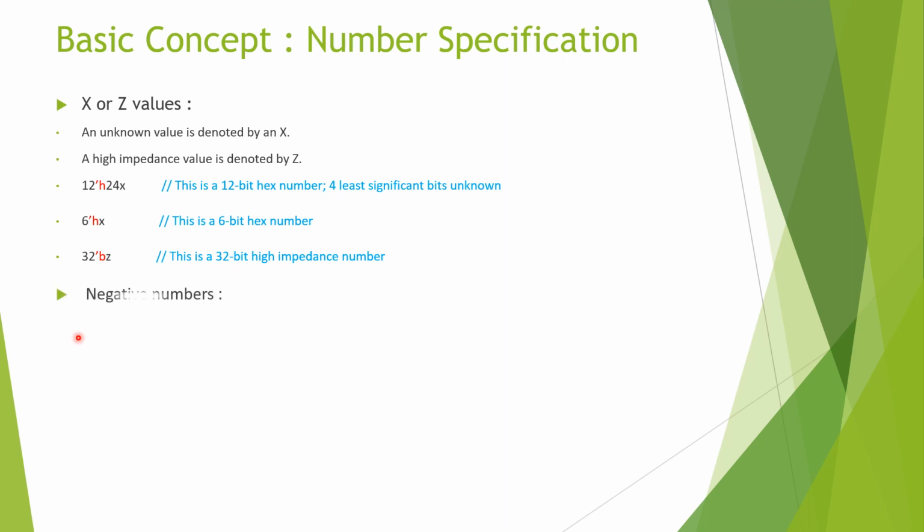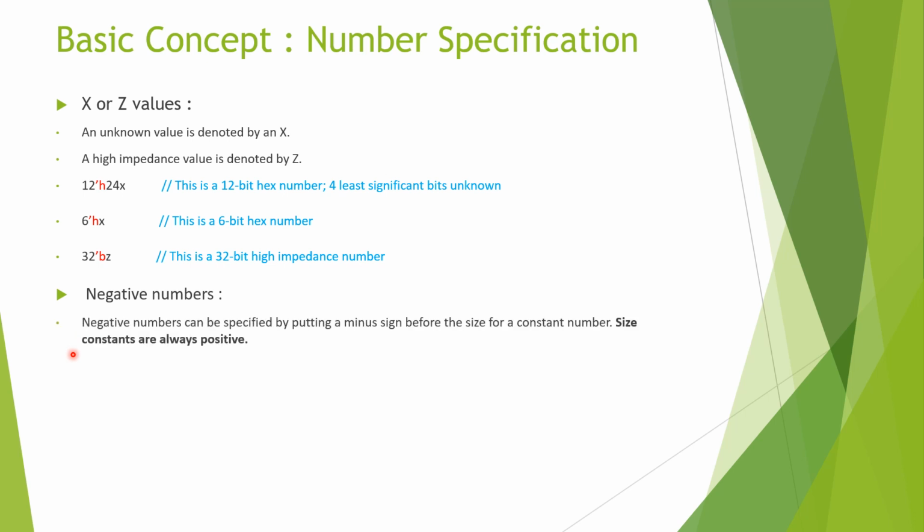Now let's see negative numbers. Negative numbers can be specified by putting a minus sign before the size constant. And make a note that size constants are always positive. Let's take an example: -8'd4. This is an 8-bit negative number which is in decimal. 4'd-3 is an illegal way of specifying negative numbers.